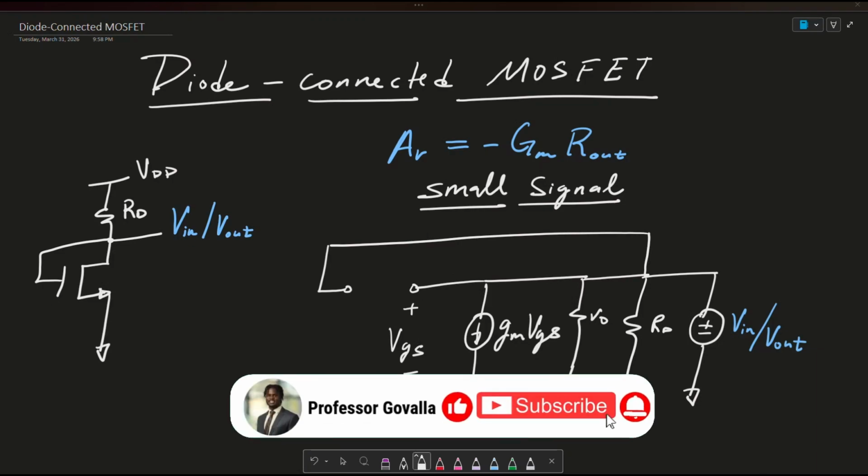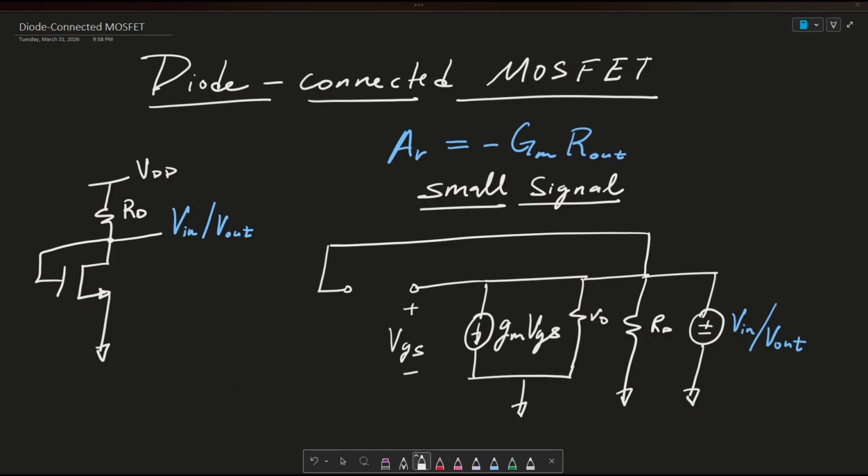My name is Professor Govala, and today I'm going to be talking to you about the diode connected MOSFET. Essentially, today we want to analyze the small signal of the diode connected MOSFET and solve for what's called the AV gain, where the AV gain is minus Gm Rout. The equation of the AV gain, minus Gm Rout, was proven in a video called Cascode Amplifier Small Signal Analysis Part 1, which I did in the past and is posted in the top right hand side corner of this video.